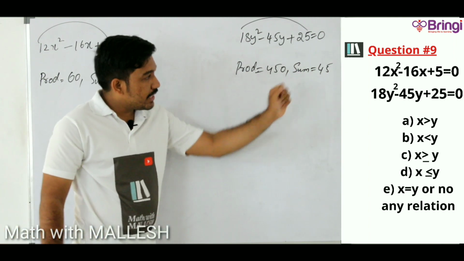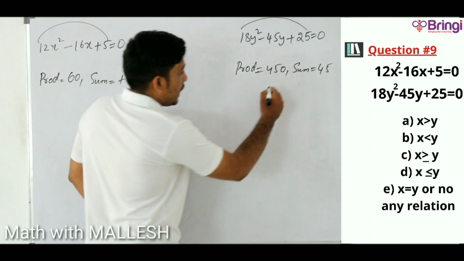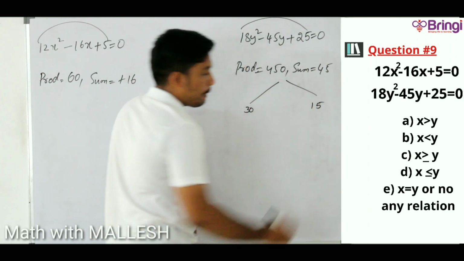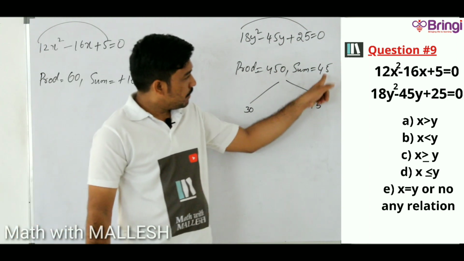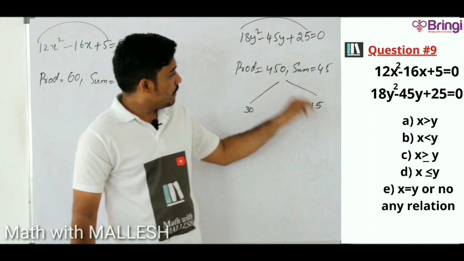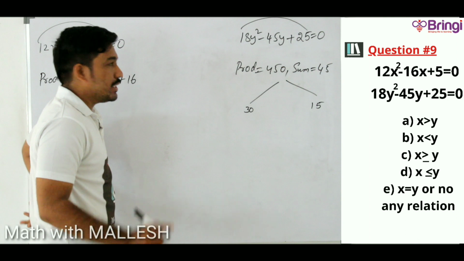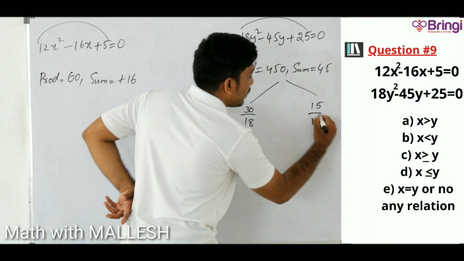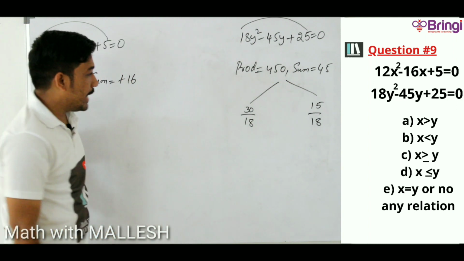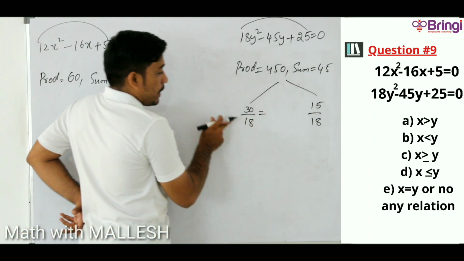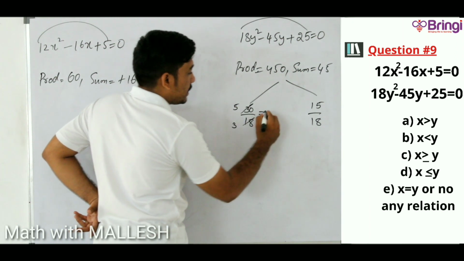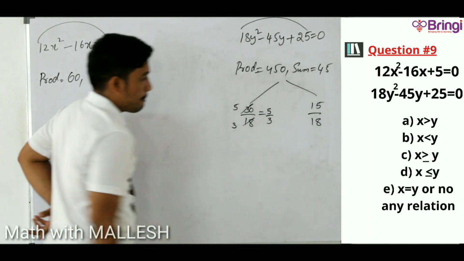So product 450 and sum 45. See, can I tell you? 30 and 15. You can check: 30 plus 15 is 45, correct, and 30 15s is 450. Simple. Now this is not the final thing. We have to divide with the 18, the y square coefficient. So which table? 6 5s are 30 and 6 3s are 18, so 5 by 3.